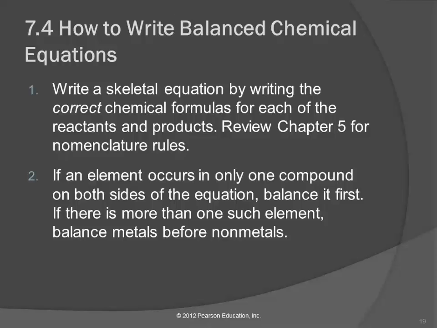Section 7.4, how to write a balanced chemical equation. So here are the instructions, and then we'll go through and do some examples, and hopefully it'll be clearer. First, you write a skeletal equation. You just figure out what the correct formulas are, and you write those down for the reactants and the products, and you put an arrow in between.